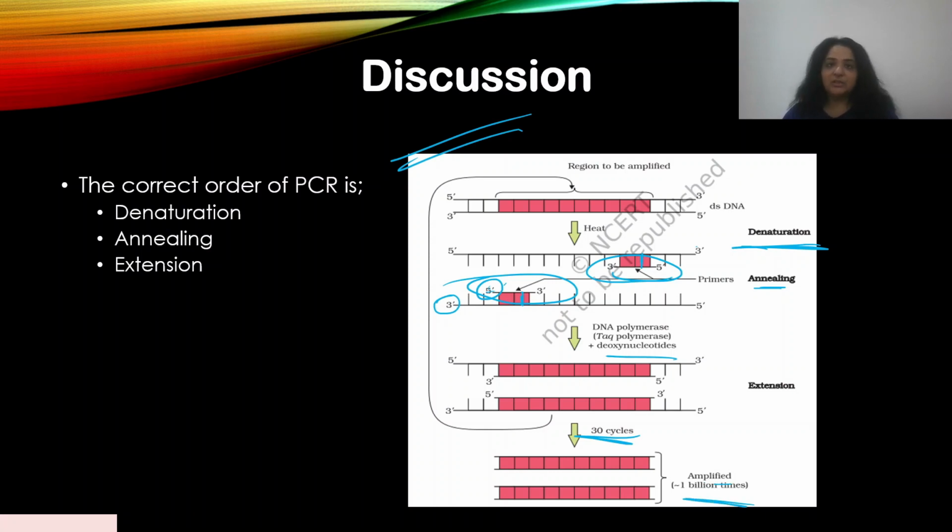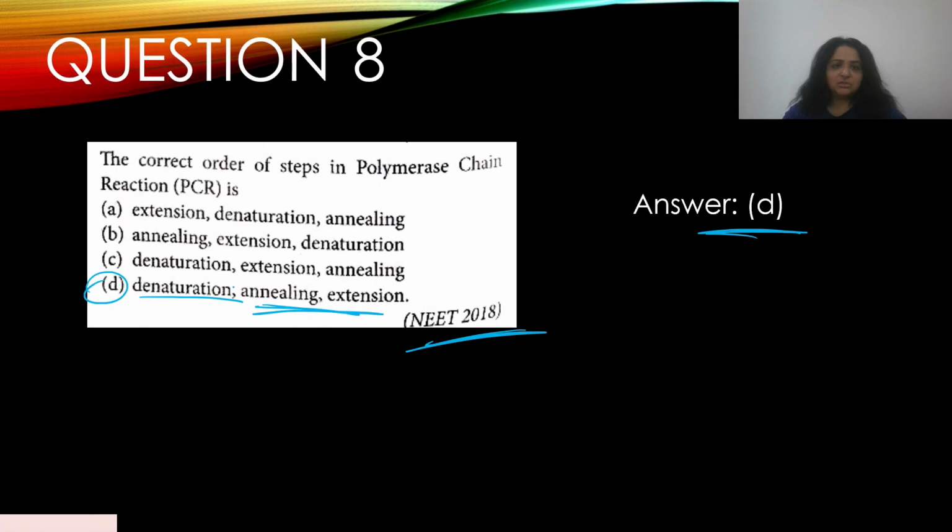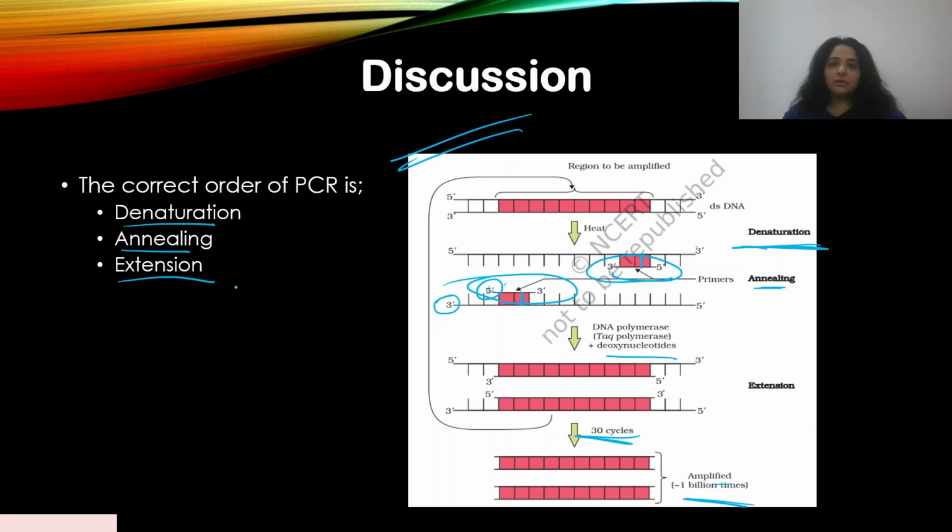Just imagine, if you want a particular desired fragment, you can use PCR to create more copies of it. If you have a particular fragment and want to clone it in a vector and so on, you can create many copies of it. But as per our question, the correct order of PCR is denaturation, annealing, and then extension. So we've answered the question correctly. Option D is the right answer. We can move on.